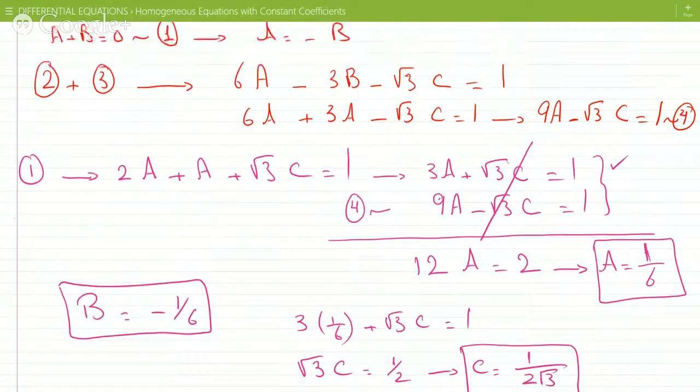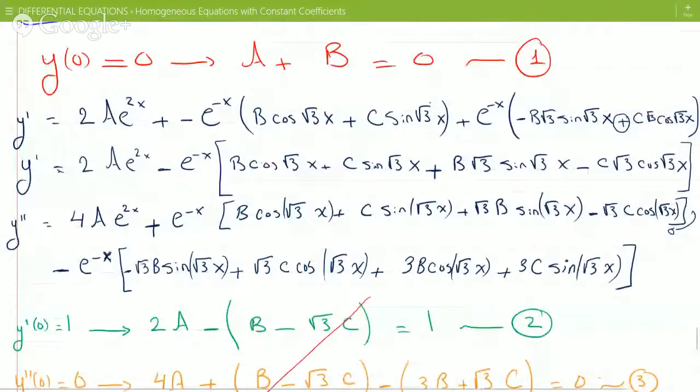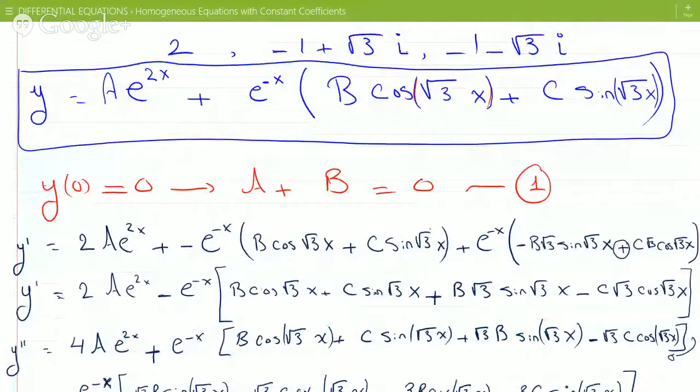And now we're going to take a, b, c, and we are going to plug them into the blue boxed equation.